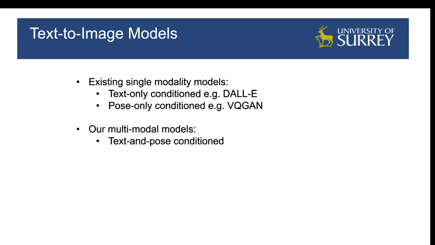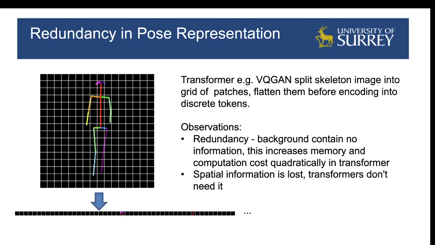We are also the first to show that we can use both text and pose as inputs to generate images, and the result is actually better than either of them or the two of them combined. So let's talk about how we represent pose.